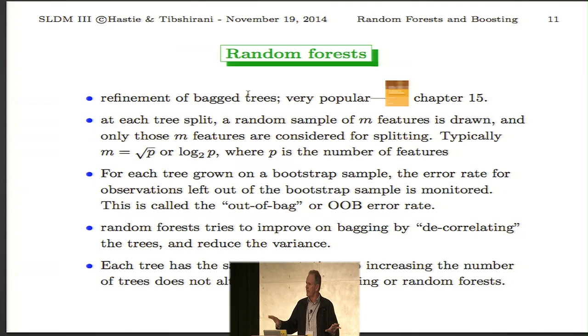Well, that decorrelates the trees more, and it means you get a much better reduction in variance by doing the averaging. Okay?